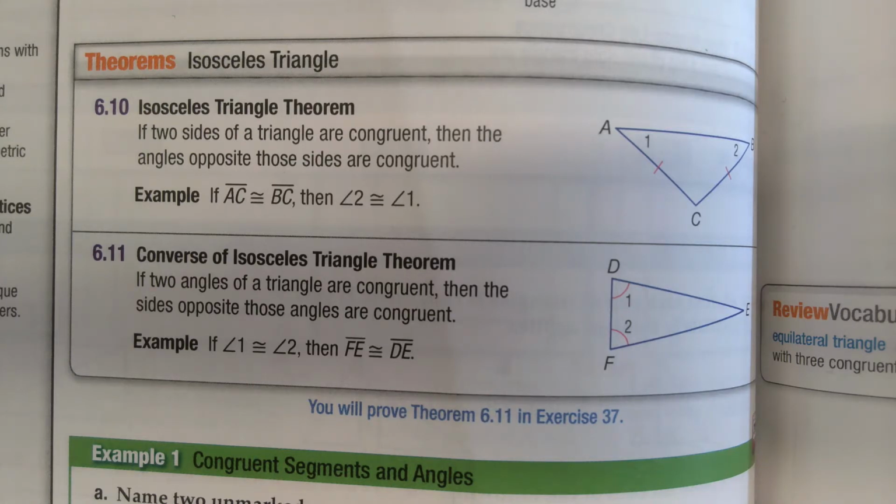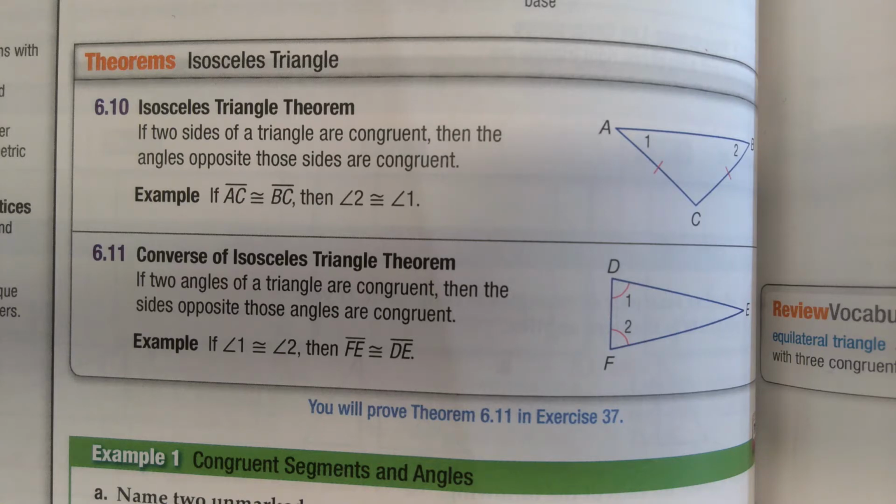Alright, so while you guys finish here, I'm going to start talking. These are the two different theorems about isosceles triangles you need to know. The first, the isosceles triangle theorem, which is the top one, states that if two sides of a triangle are congruent, then the angles opposite those sides are also congruent. So if two sides of a triangle are congruent, the angles opposite those sides are congruent.